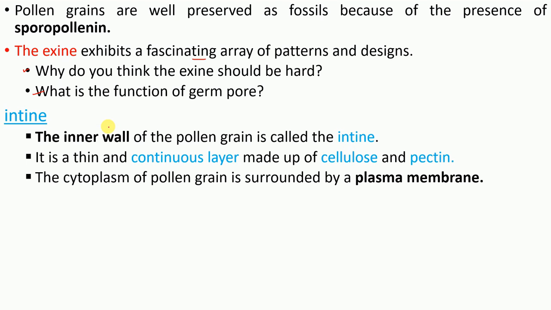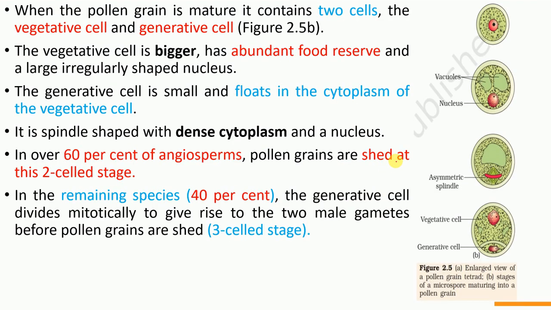Now the intine is the innermost layer and it is made up of cellulose and pectin. The cytoplasm of the pollen grain is surrounded by the plasma membrane, and there are two types of cell inside this pollen grain at the maturation period. One is the vegetative cell and one is the generative cell. The generative cell is smaller than the vegetative cell and floats in the cytoplasm of the vegetative cell. It is spindle shaped with a dense cytoplasm and a nucleus.